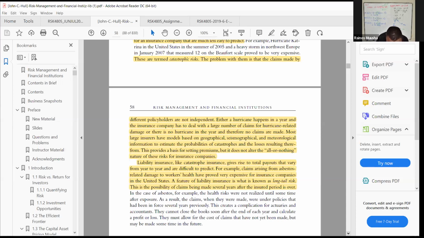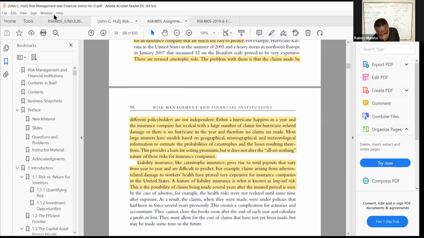This provides the basis for setting premiums, but does not alter the all-or-nothing nature of these risks for insurance companies. Liability insurance, like catastrophe insurance, gives rise to total payouts that vary from year to year and are difficult to predict. For example, claims arising from asbestos damage to workers' health have proved to be very expensive for insurance companies in the US. A feature of liability insurance is what is known as long-tail risk. This is the possibility of claims being made several years after the insured period is over as well.